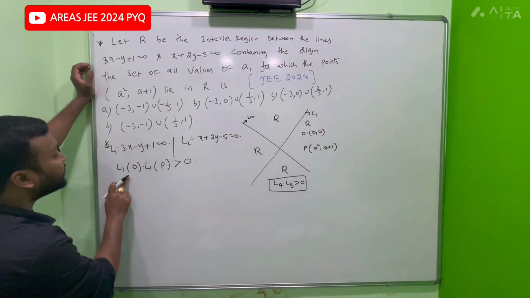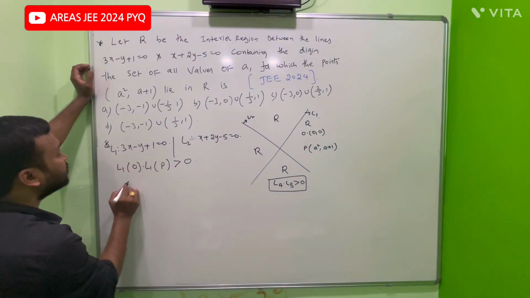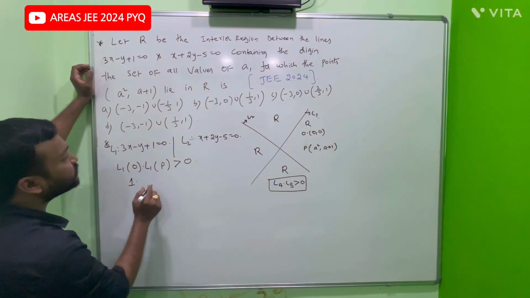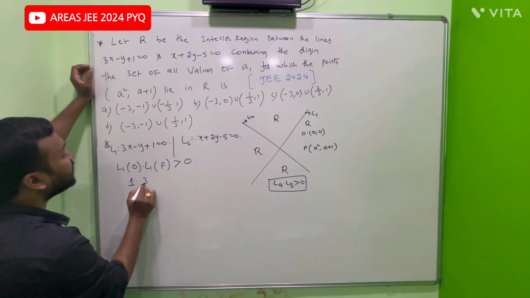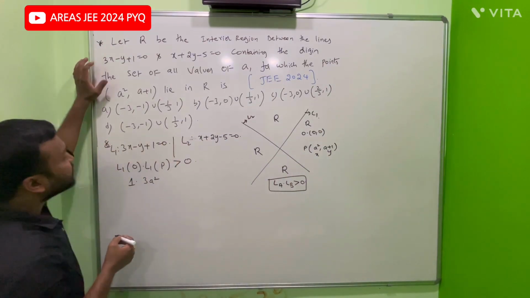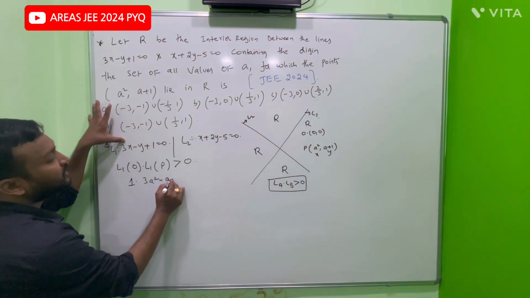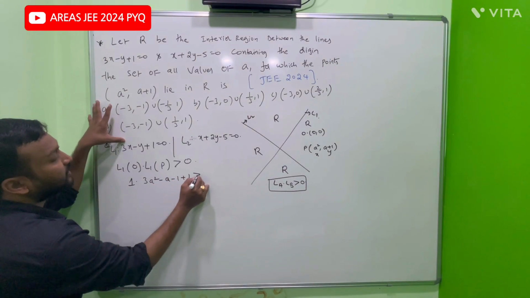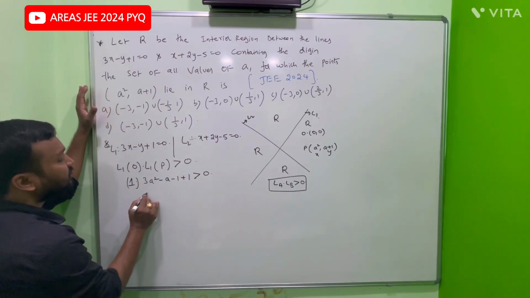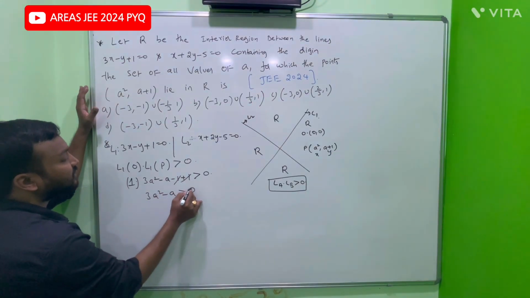What is L1 at the origin? If I substitute the origin 0, 0, I get only 1. Into L1 of P, which means substituting point P here. So 3 into the x value A square, taking this one as x and this one as y: 3A square minus y, that is minus A minus 1, plus 1 greater than 0. So 1 into anything: 3A square minus A plus 1 minus 1 cancels, greater than 0.